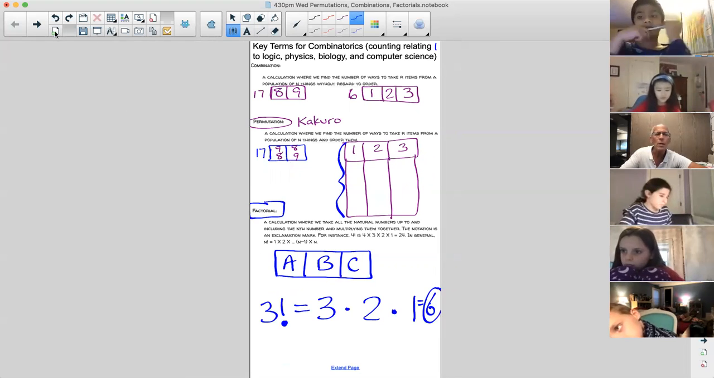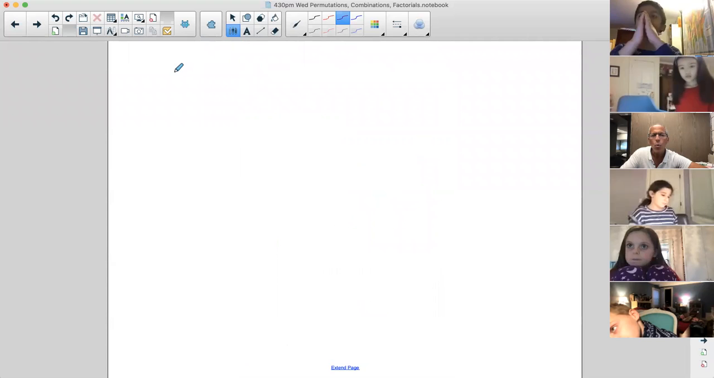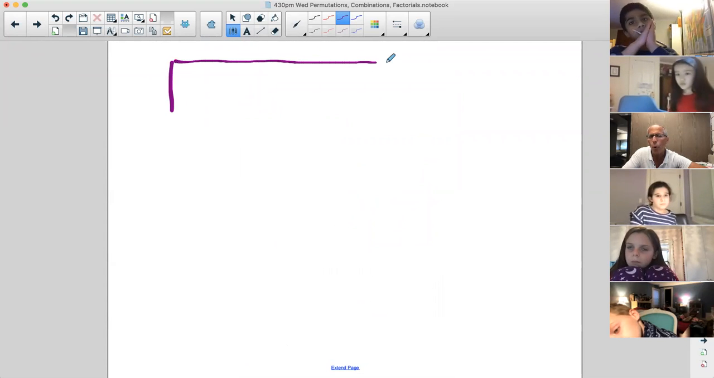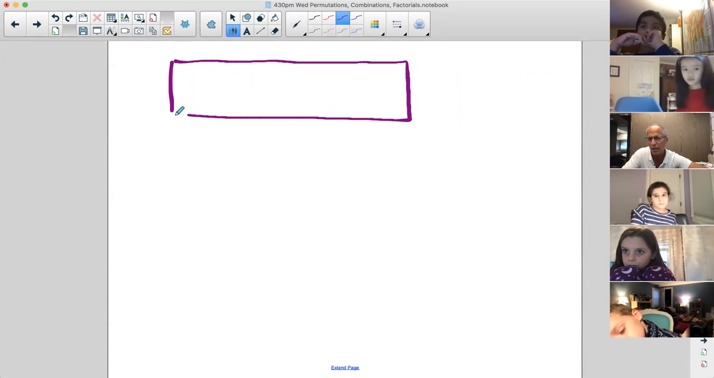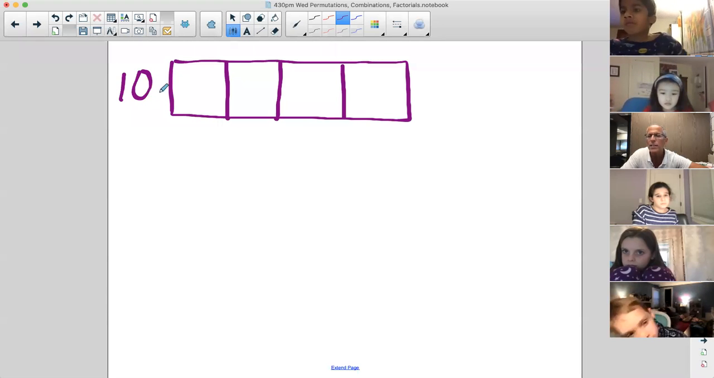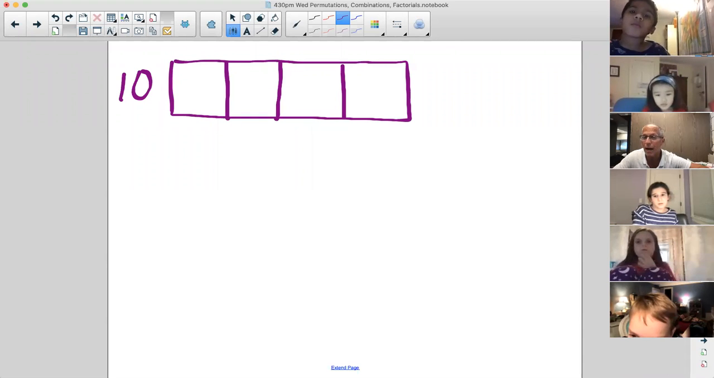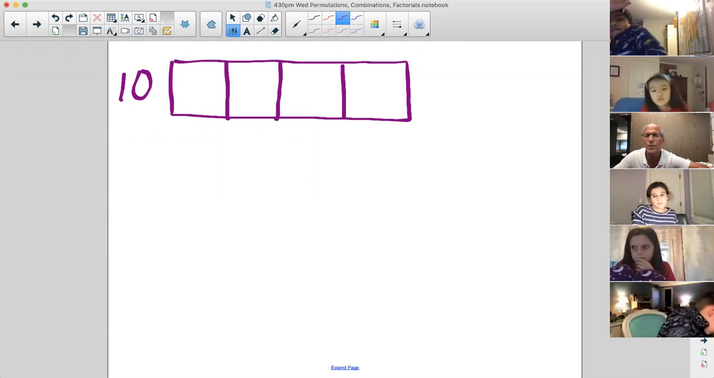So now let me throw out another question. What if you had 4 boxes and you were asked to create the number 10? What is the only combination that we could use? And then we're going to figure out the number of permutations.